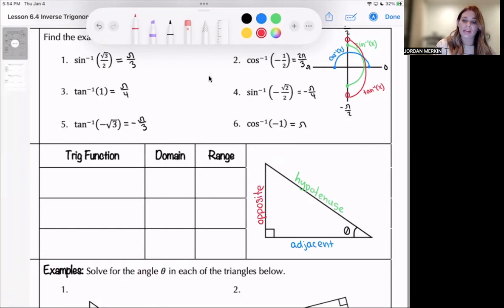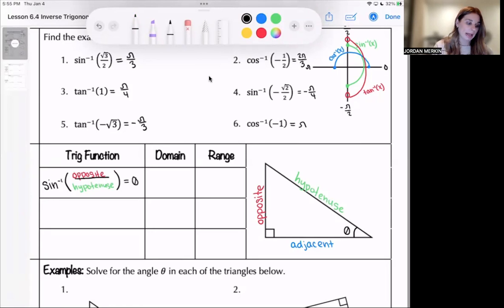Okay, so we're going to start with the trig function of inverse sine. Now for inverse trig functions, we plug in the ratio and we get out the angle. It's switched. Domain and range are switched for inverses. So we're going to plug in opposite over hypotenuse and we should get out theta.